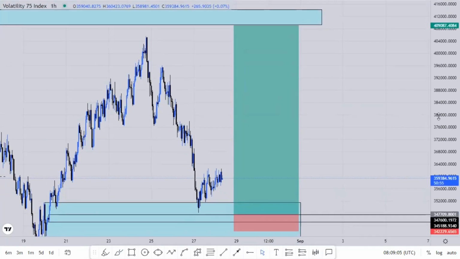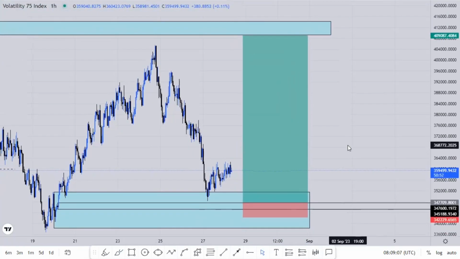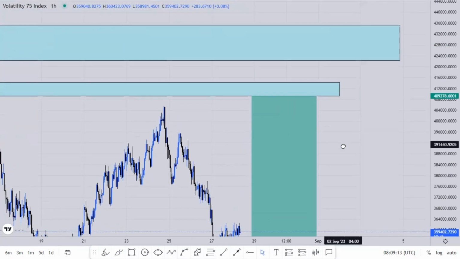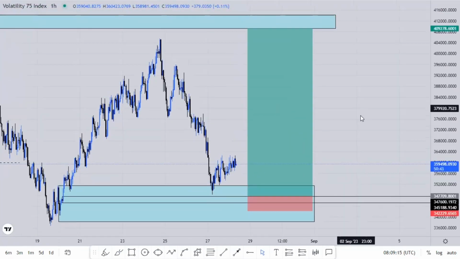This is the trade that I'm looking forward to today, even in the next upcoming days. So this is going to be a swing trade going up.